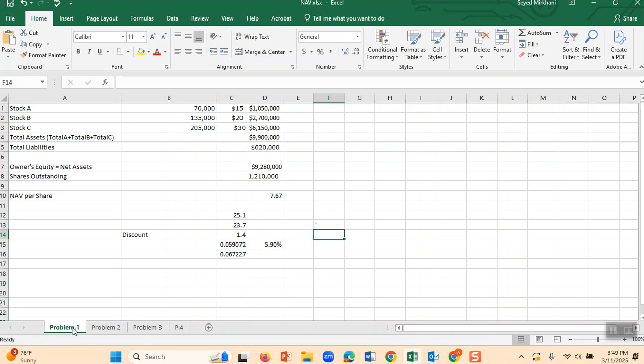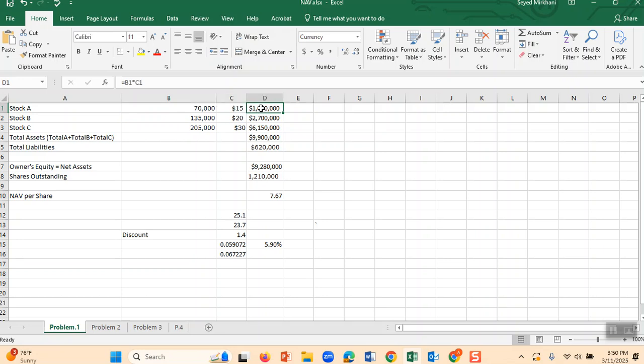If you have not used Excel before, you let me know, and I will work with you, and I will train you how to use Excel. If you are a business manager, if you are a financial manager, you have to know how to use Excel to put the problems. Do you see? It was stock A, and it was 7,000 shares. Each share was $15. We have to multiply this one by this one.